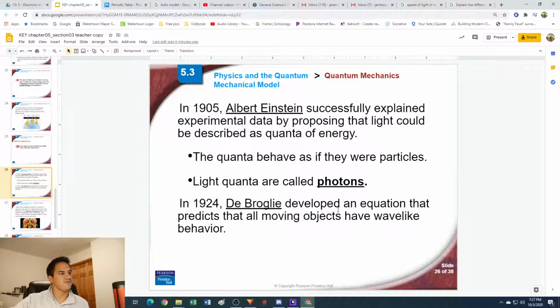But then in 1924, there was another scientist, de Broglie, who developed an equation that predicted that light actually has a wave-like behavior.